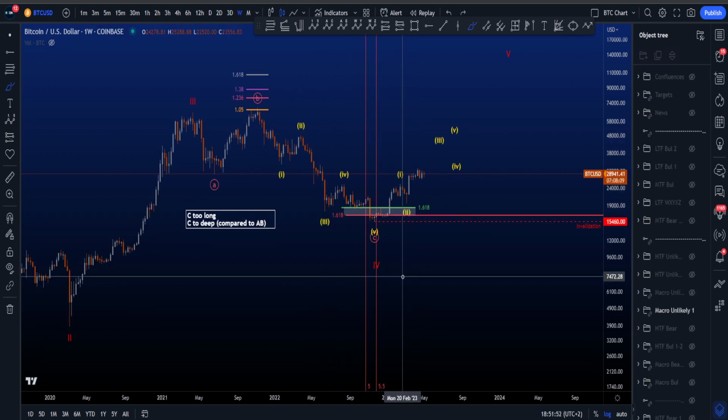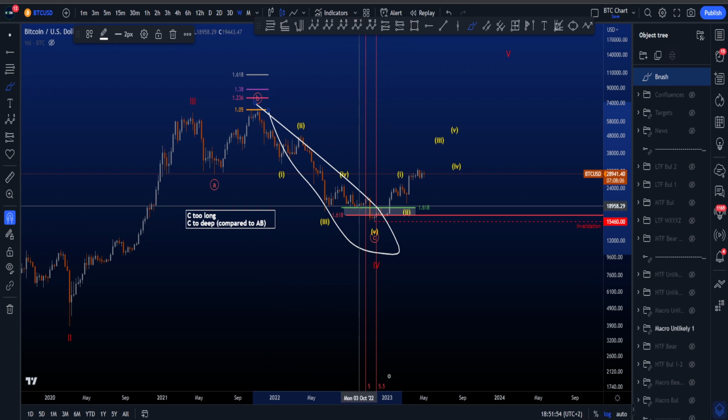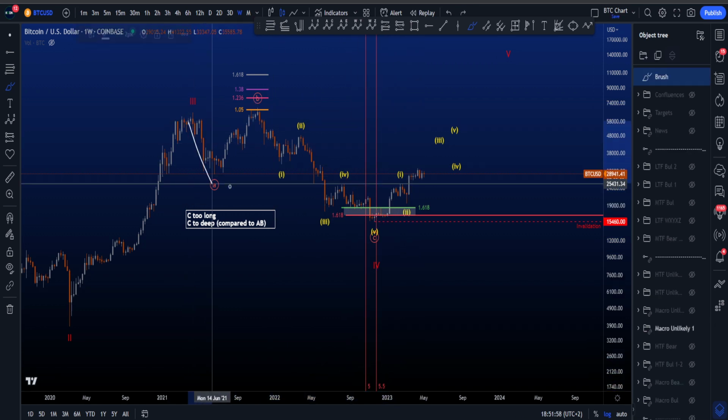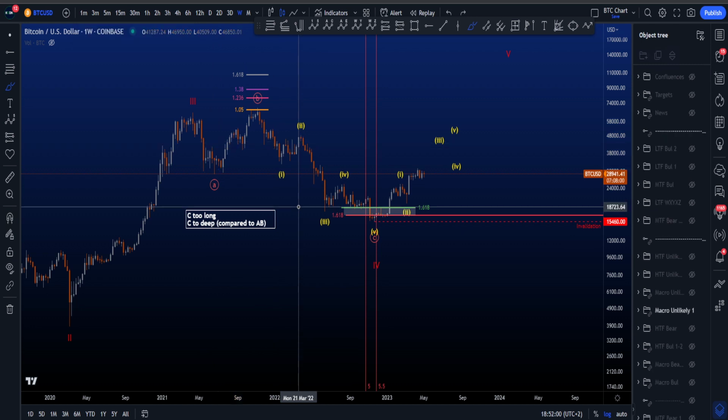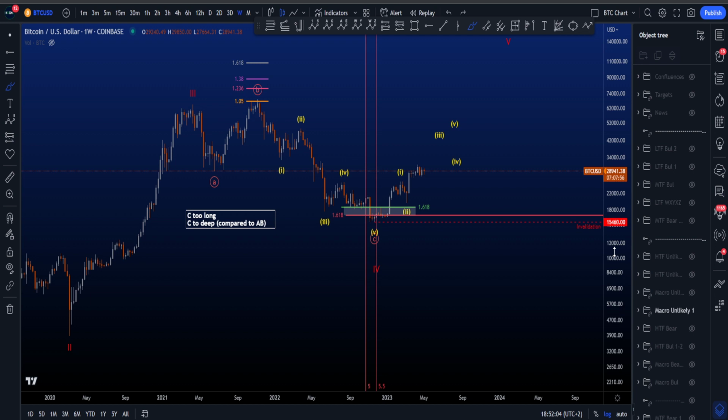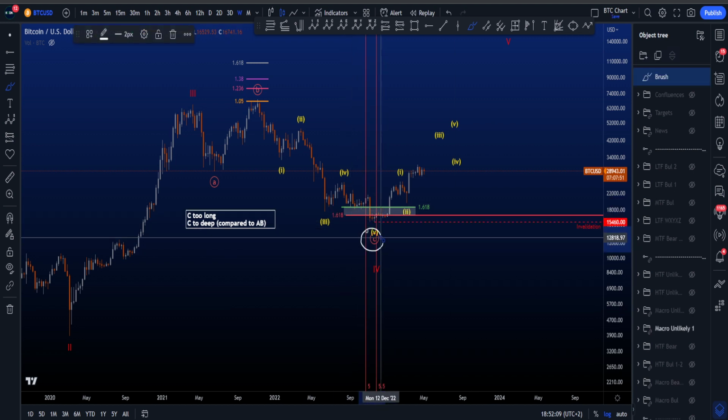However, in this scenario, this wave C over here is 5 to 5.5 times longer in time compared to wave A and wave B, which is ridiculously long, and definitely that by itself would invalidate a wave C for me. However, that's not the only thing. This wave C is also very, very deep.